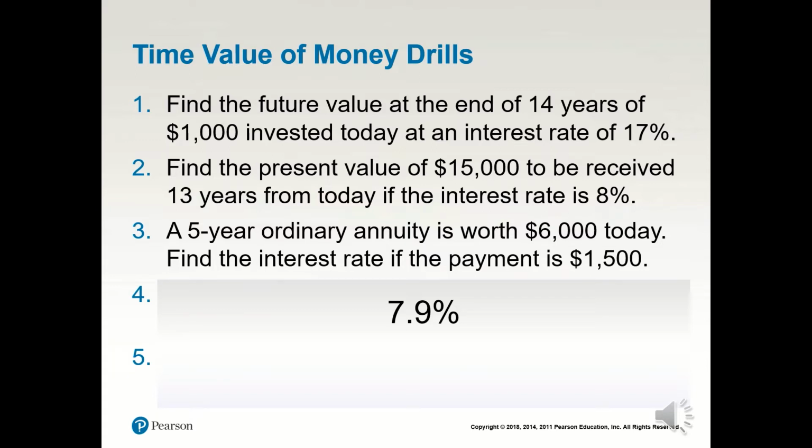You calculate the interest rate by identifying the other components. The present value is $6,000. The payment is negative $1,500. The periods are 5, and the future value is 0.